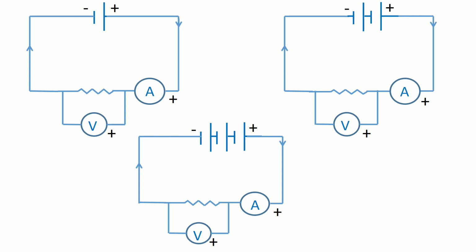Now I want to come back again to the same experiment. What we are doing, we are manipulating the value of potential difference in the circuit. We want to see its effect on current.